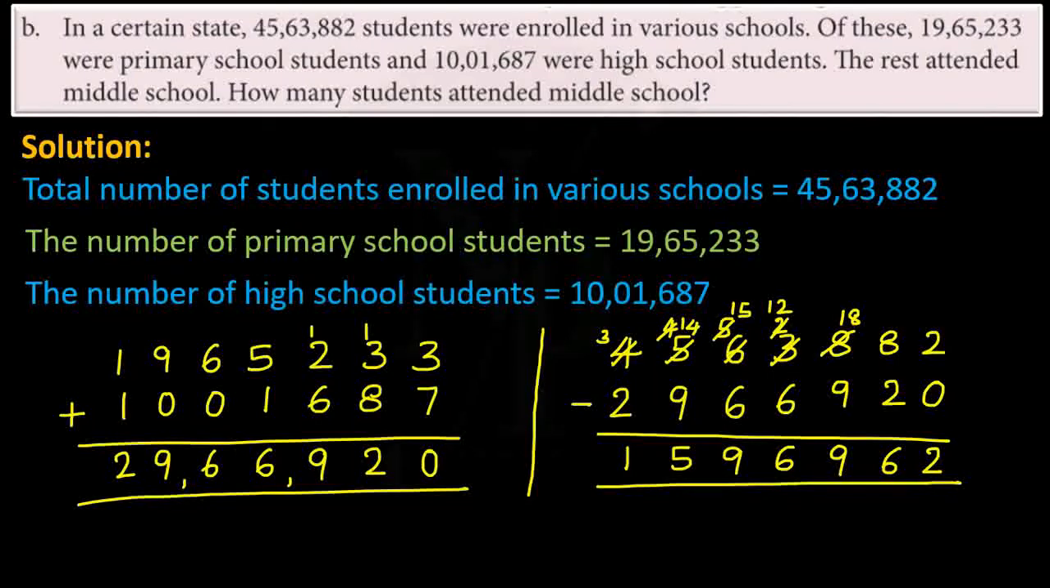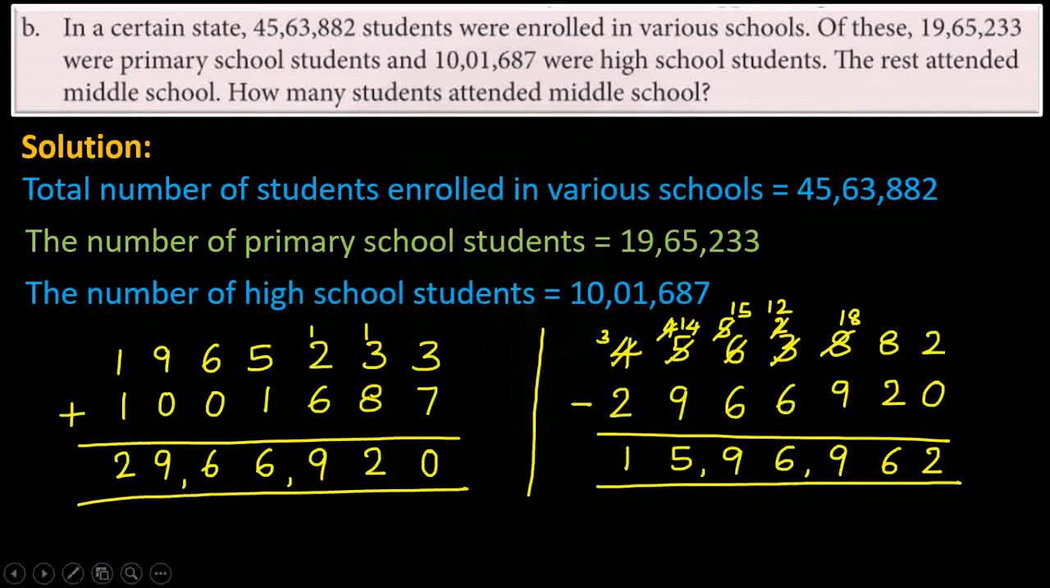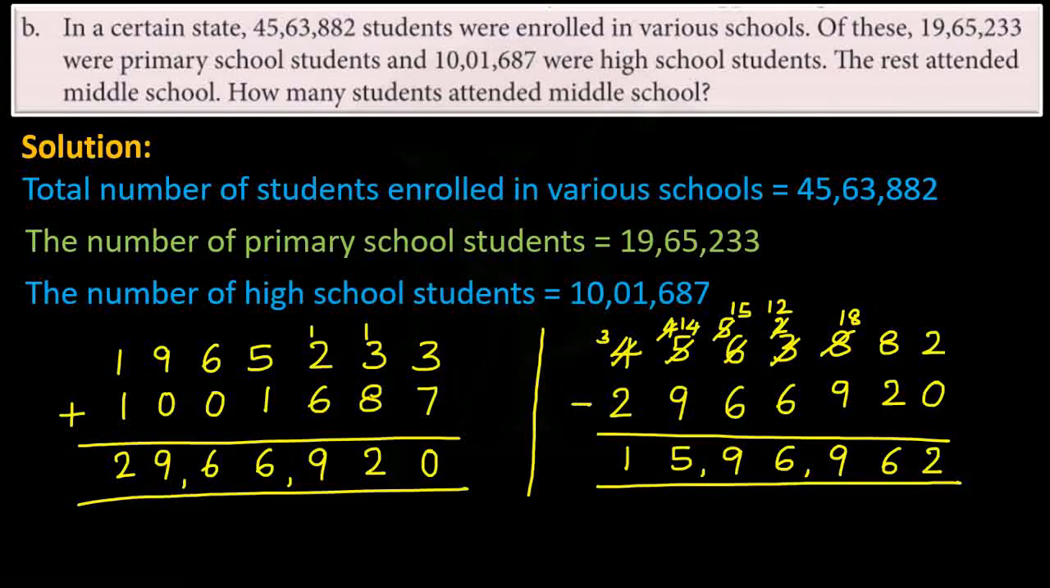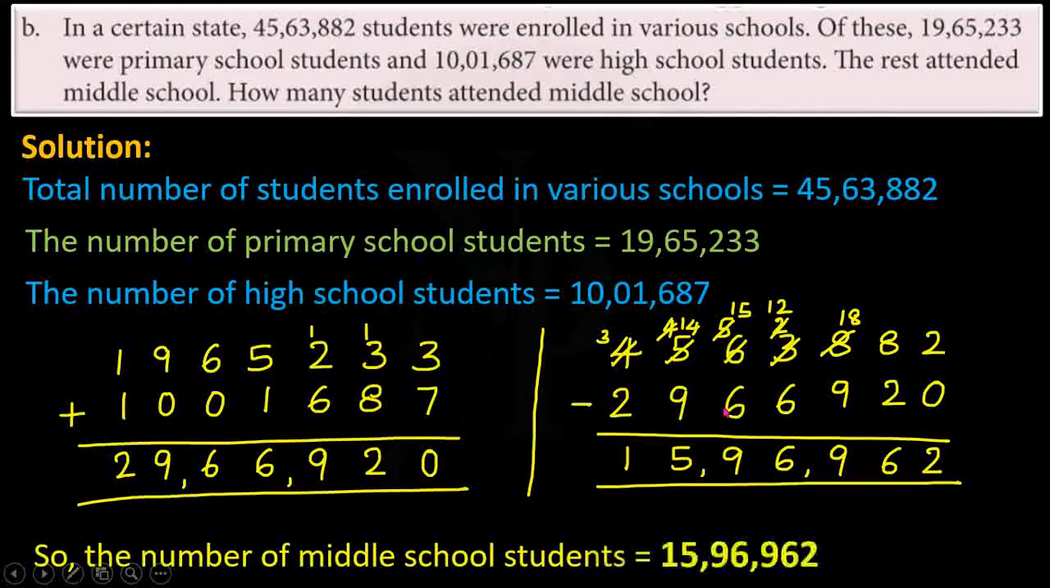The number we obtained is 15,96,962. What is this number we found now? Yes. So the number of middle school students is equal to 15,96,962, which is the required solution of this problem. I hope you are understanding. So let us proceed to the next problem now.